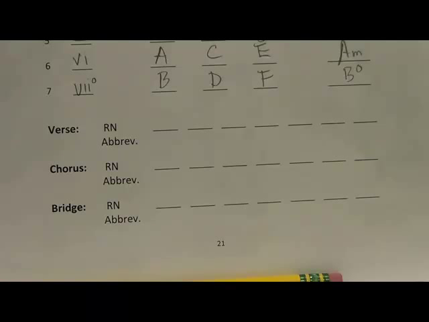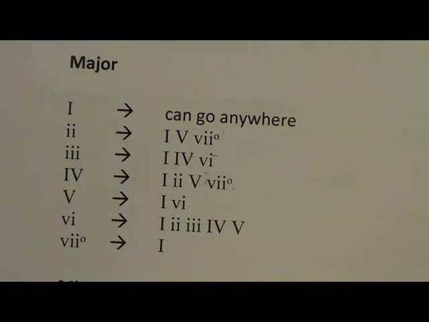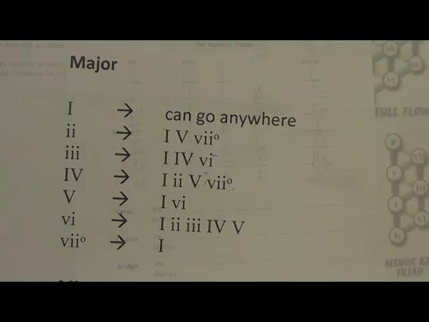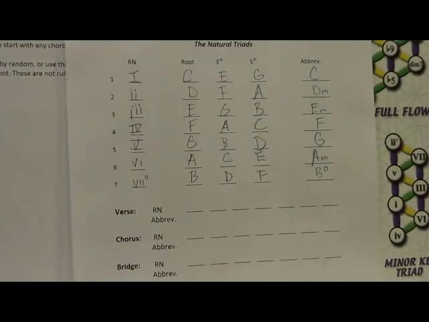Next, we're going to create a chord progression for the verse of a song. You can also create a chorus and a bridge, but for now we're just going to focus on creating one progression, the main part, called the verse. To help us do that, we'll use this guide to show us the most common movement from chord to chord. So now let's create a progression.